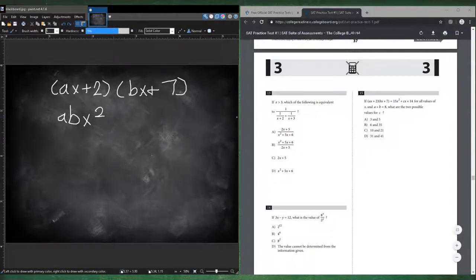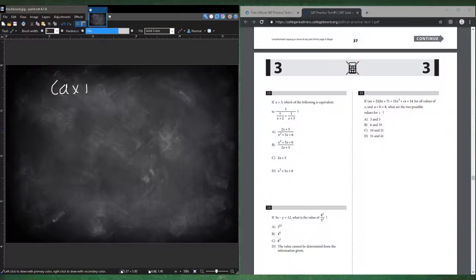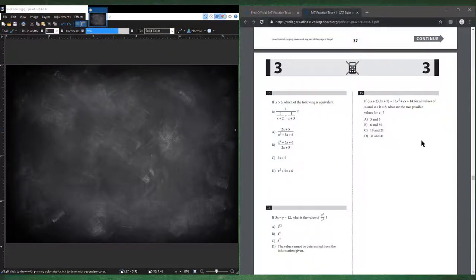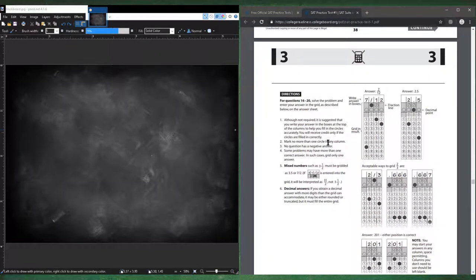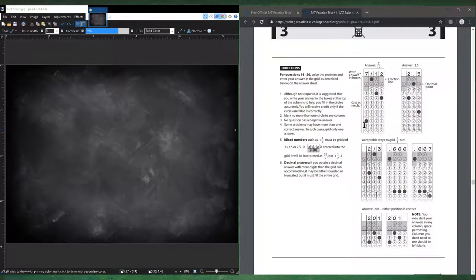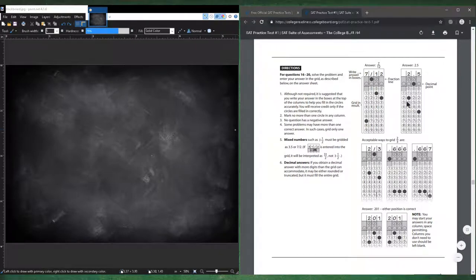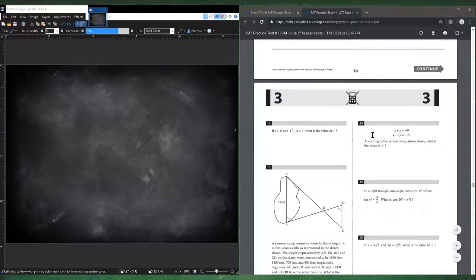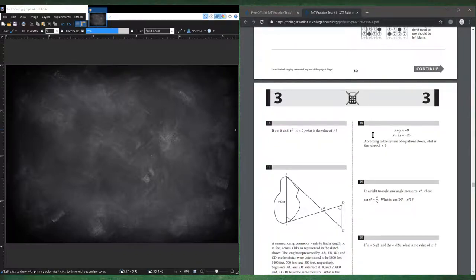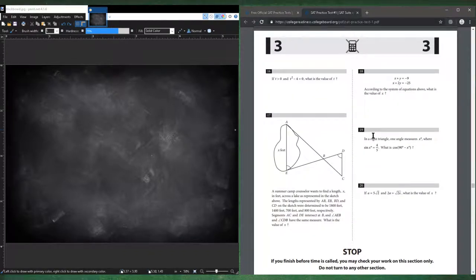Now that we finish all the multiple choice, let's move on to the free response. You could read these directions during the SAT, but usually it just means write it correctly, just don't bubble it in wrong. If t is greater than 0 and t squared minus 4 equals 0, what is the value of t?